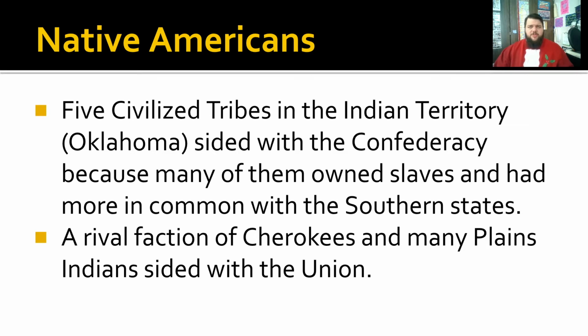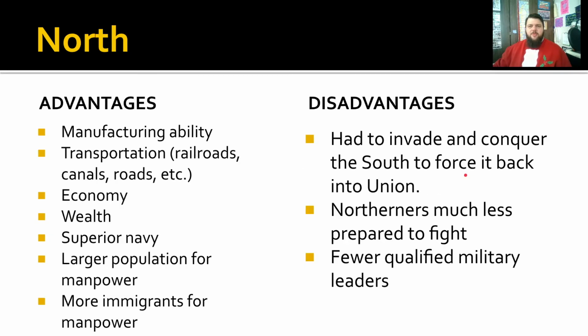These Native American tribes are going to largely back the groups that are similar to them. So the five civilized tribes in Oklahoma side with the Confederacy because often they own slaves. And I say civilized with quotes because by saying that these are just the five civilized tribes, that means that all the other tribes aren't civilized, but they are. That's just what they're called. The others, including a faction of these Cherokees, are going to side with the Union because they don't own slaves and their ideas align more with the North.